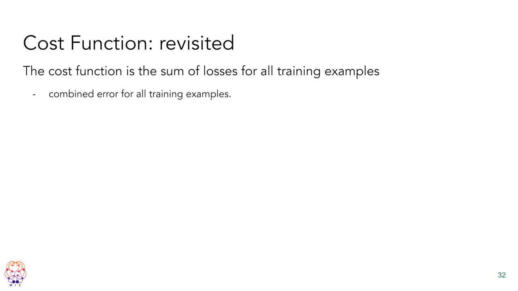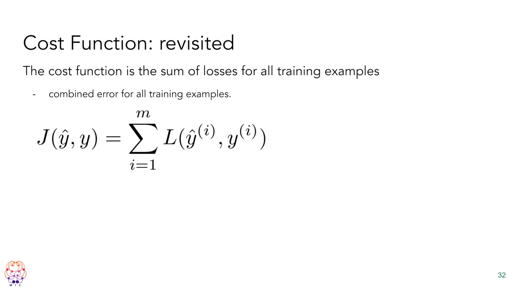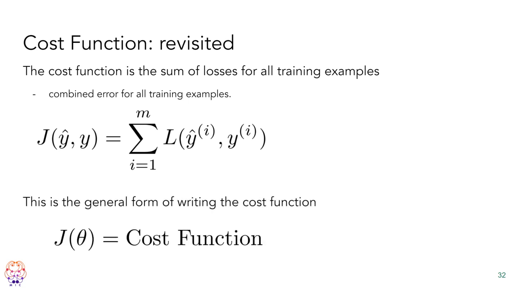So we're going to revisit the cost function. Basically it's how off your model is. It's your error. And so the cost function is a sum of the error on all of your training examples. So it's a sum of losses, as you can see, for i equals 1 all the way to m through all your training examples. The general form of writing it is J of theta, and theta denotes your parameters. That could be your weights and biases, essentially.